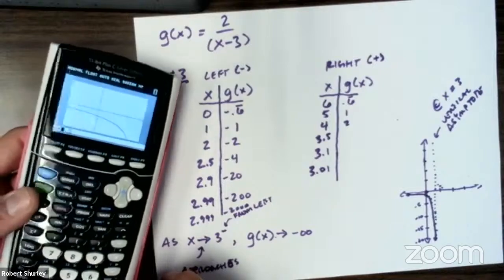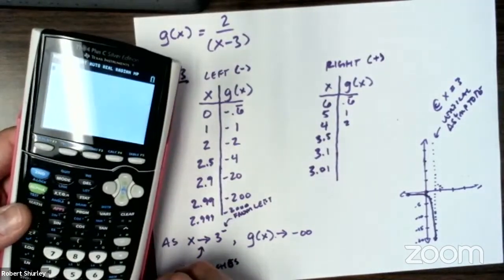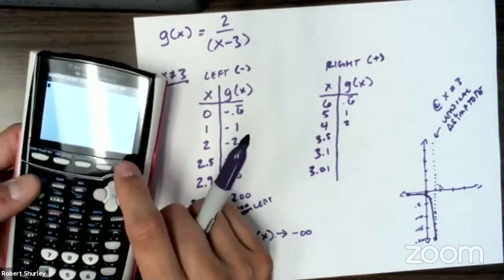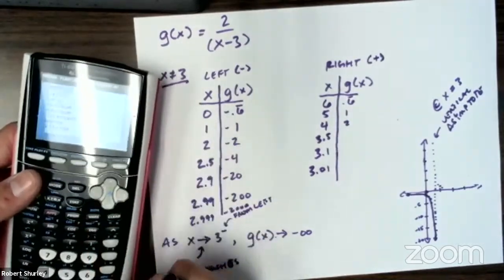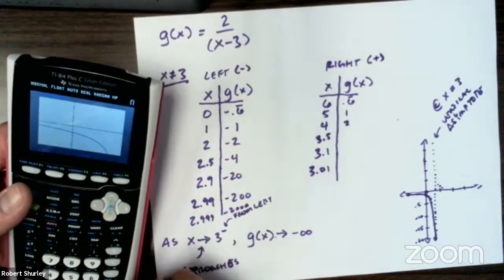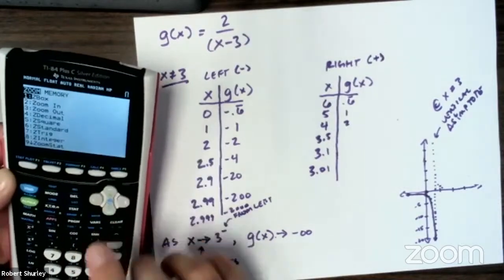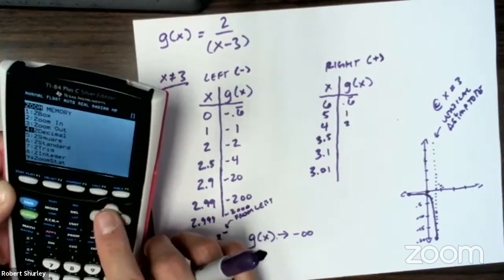I have never had this issue before. About 3.1. What is going on? I don't want to have to do this by hand. 2.5. It let me do 2.5. It's not letting me do 3. Oh, you know what? Maybe the Zoom standard.